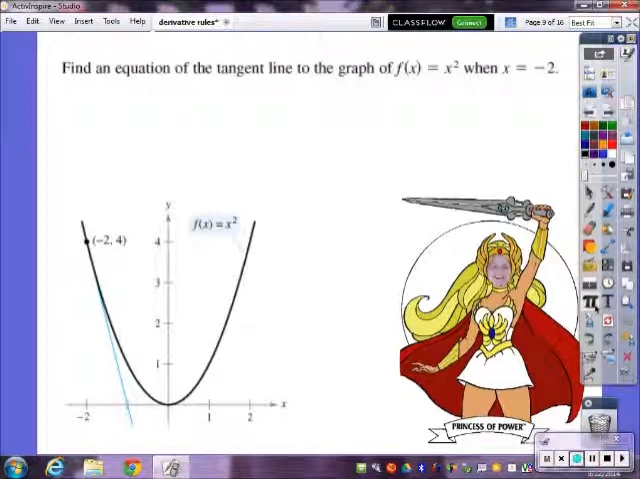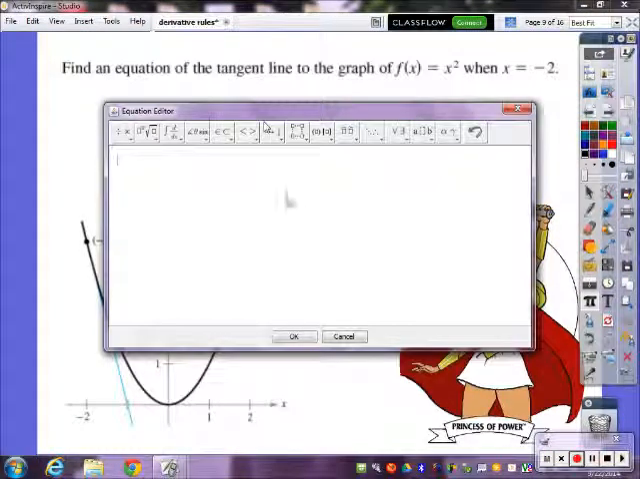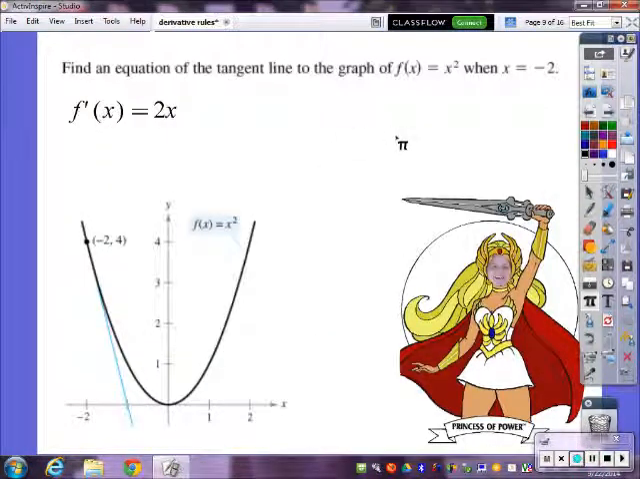And so what we learned today is we can use the power rule to find the derivative of x squared. And if we plug in negative 2 into that derivative, I can get the slope of the tangent line. So the derivative of our f of x would be f prime of x, and the power rule says you multiply by the exponent, so times 2, and then you subtract 1 from the original exponent, and 2 minus 1 is 1. So our derivative would be 2x.